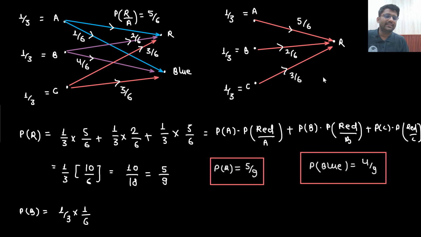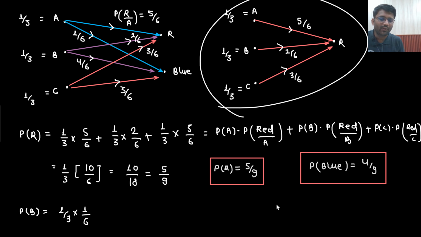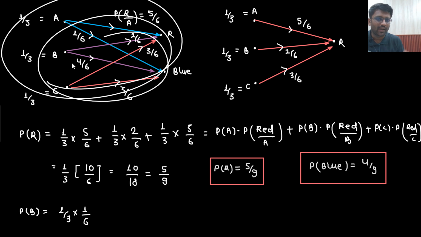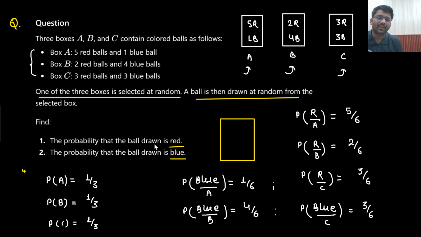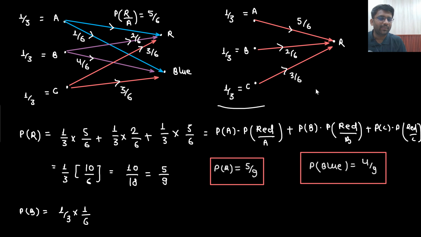What I mean to say is that, let's say in the examination they are talking about only the red ball. Then I would not make this diagram. Are you able to understand this point? If the question was only to find the probability of drawing the red ball, then I will make only this diagram. Why would I even take care of the blue ball? I will not take care of the blue ball. Are you able to understand this point?